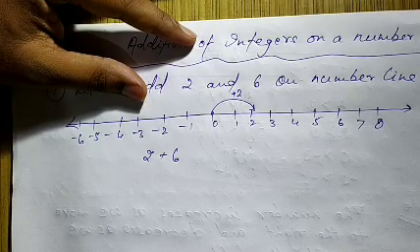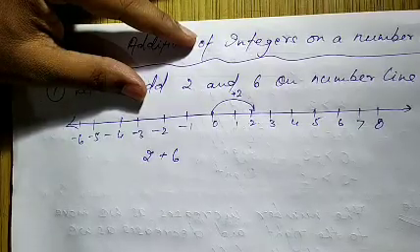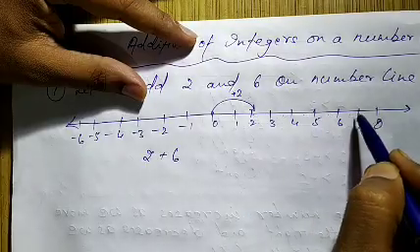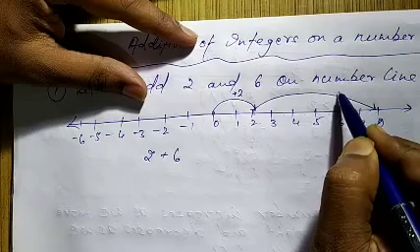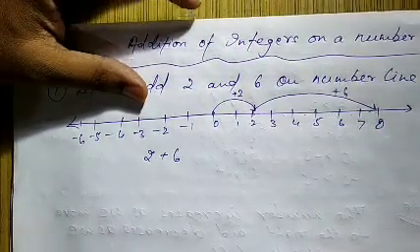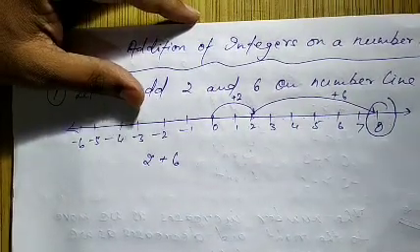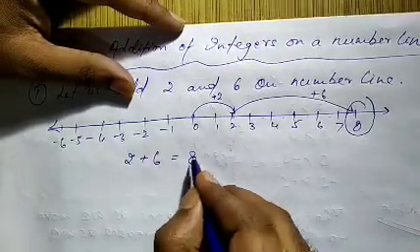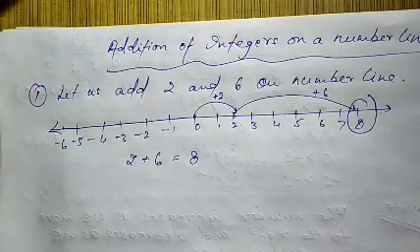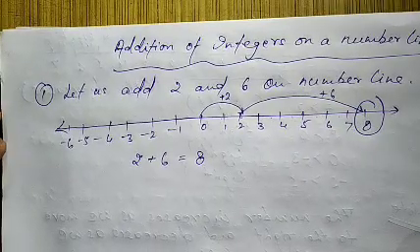Then we move 6 steps to the right of 2. 6 steps: 1, 2, 3, 4, 5, 6. This is 6 steps from 2. Where do we reach? At the point 8. So this is the answer. When we add 2 and 6 on the number line, we get 8. Now see some more examples.